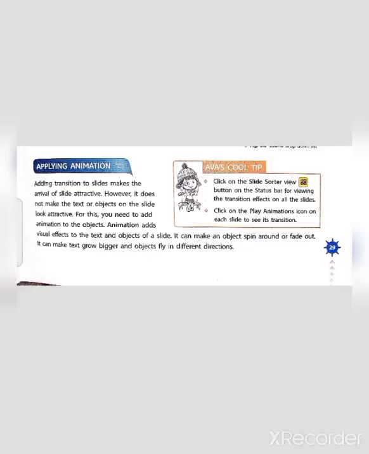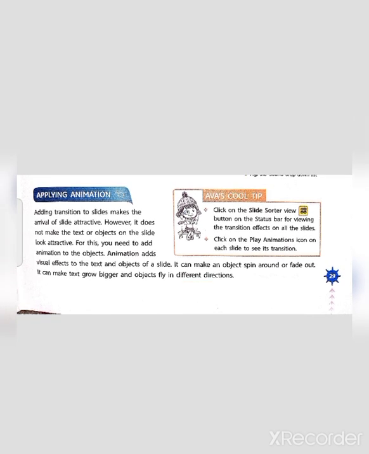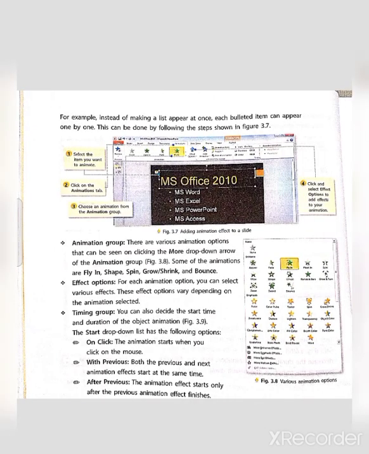Now our next topic is applying animation. Adding transition to slides makes the arrival of the slide attractive. That means at arrival time your slide looks attractive. However, it does not make the text or object on the slide look attractive. So for this you need animation on the object. Animation adds visual effects to text and objects of the slide. It can make an object spin around, fade out, and it can make text grow bigger and objects fly in different directions. So here are also the steps for animation.